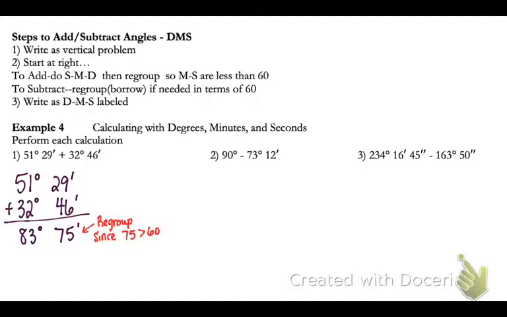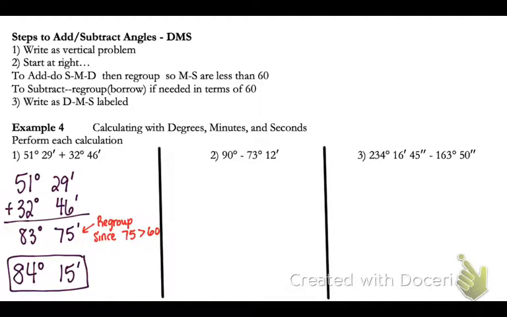Now we are going to have to regroup here because 75 minutes is more than 60 minutes. So if we've got 60 minutes, we're just going to make that a degree. So I'm going to take 60 minutes out of the 75 and bump it over into the degree category so that I'll have 84 degrees. So if I do that, I've got 84 degrees now, and then 75 minutes, take away 60 minutes, leaves me with 15 minutes.